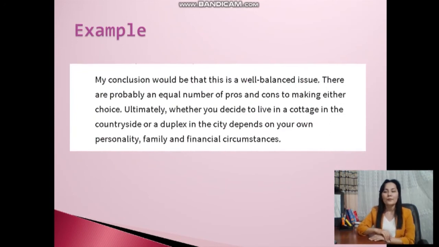Also, an example for conclusion. My conclusion would be that this is a well-balanced issue. There are probably an equal number of pros and cons to making either choice. Ultimately, whether you decide to live in a cottage in the countryside or a duplex in the city depends on your own personality, family, and financial circumstances.